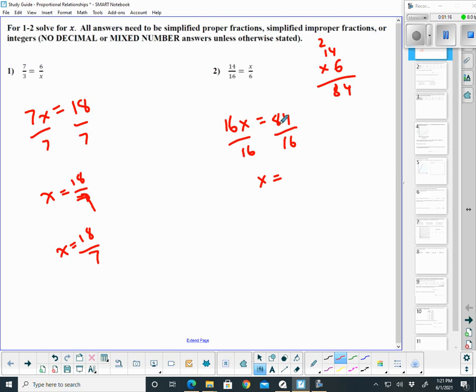Well, 4 goes into both of these. 4 goes into 84 21 times. 4 goes into 16 4 times. So the answer is 21 over 4.